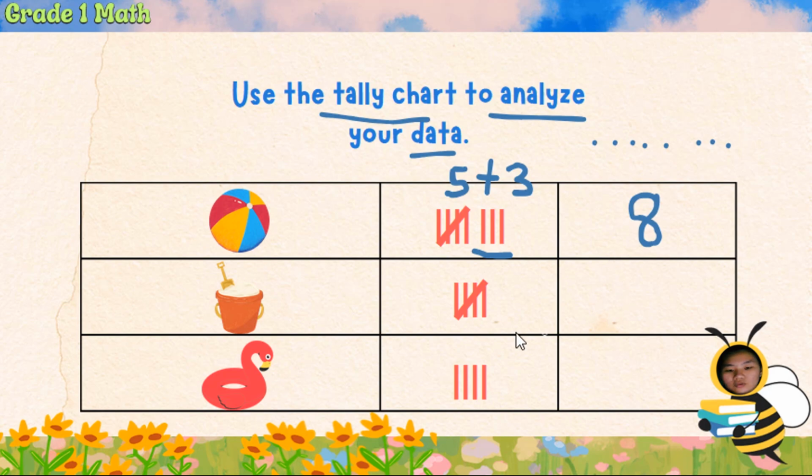All right. Now this one's very simple. How many votes did we get for the sand bucket? How many votes do you think we got? We have 5. Okay. No need for addition. Lastly, for the floaty, how many votes do we get? 1, 2, 3, and 4. We got 4, okay? 8 for the beach ball, 5 for the sand bucket, and 4 for the floaty.